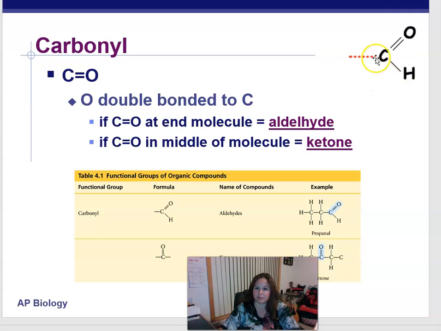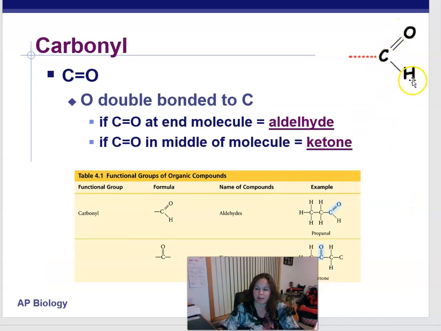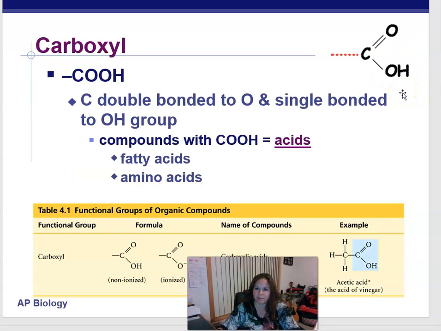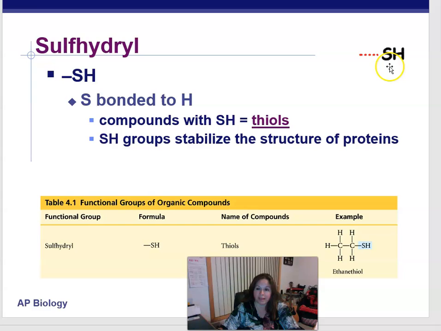Here's what carbonyl looks like. C with an H and a double bond to an O. Carboxyl looks a lot like carbonyl. You got to watch out. Sometimes you think, oh, that's a carbonyl group, but look more closely. Look for the C to the double bond O and then an OH down here. The amino, very important one in proteins and amino acids, the NH2. Sulfhydryl, the SH, important one in proteins.